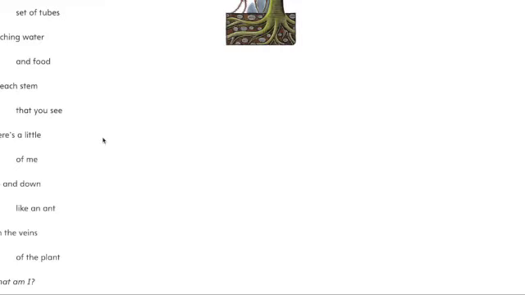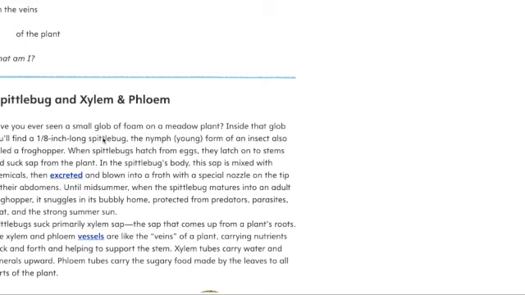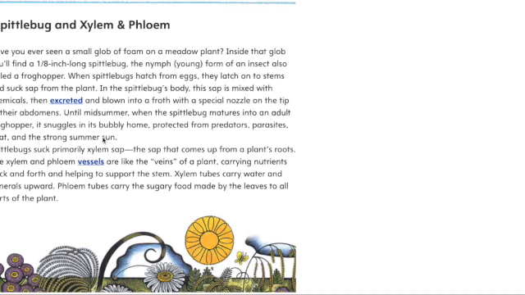Then I can tell right here that this is different from what we just read, right? So I can see it's an informational text. But I see that it connects to the poems we read. So I'm going to pay attention to these parts to see if they can tell me more about the poems, because maybe I don't know what the poems are about. And it's Spittlebug and Xylem and Phloem.